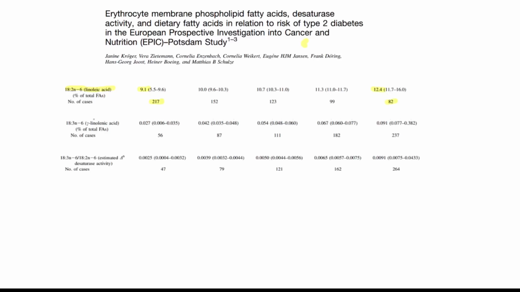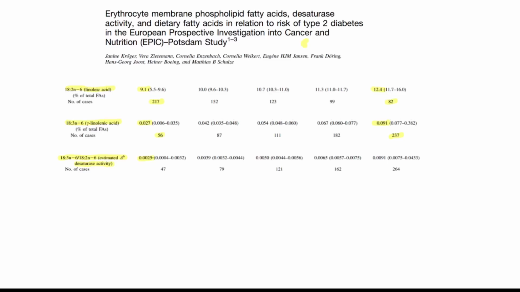Then if you look down here, we have this GLA, that's the 18:3 n6, and in the lowest group, people only have 0.027, and only 56 of them developed diabetes. If we go over here, then these people have 0.09, which is a little over 3 times more, and 237 of them developed diabetes. And so you can see that having low linoleic acid and having high GLA is a bad combination. And that is exactly, of course, what is determined by the delta 6 desaturase activity, the ratio of GLA over linoleic acid.